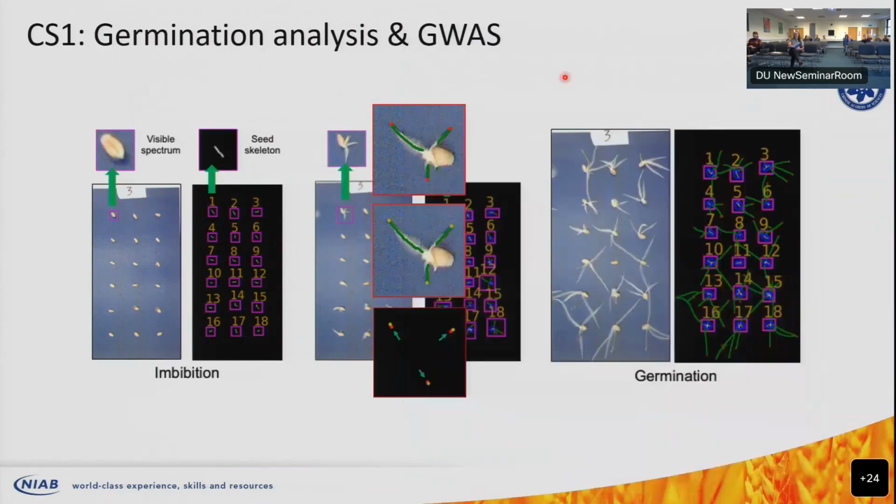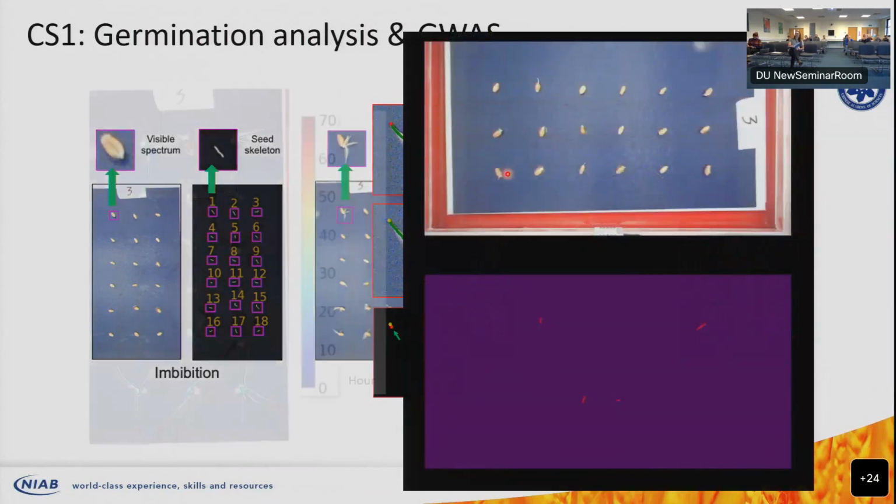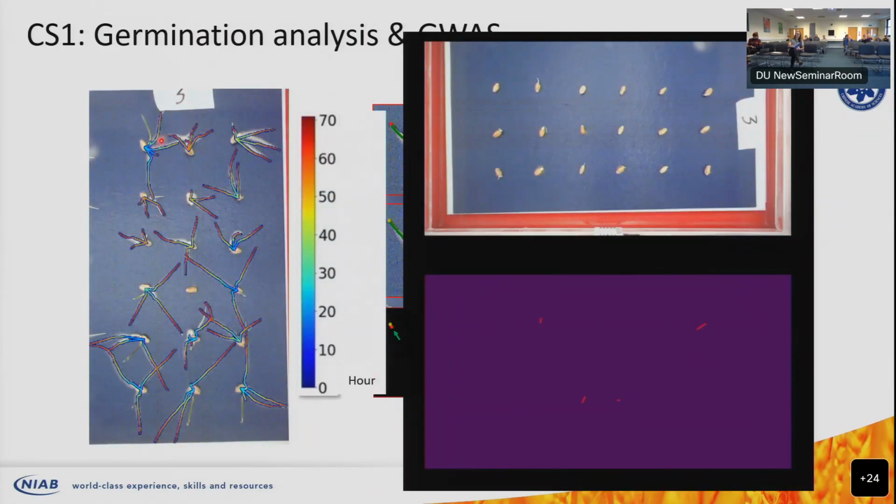So let me go one step back. If you look at these radical tips, basically these radical tips will be tracked using computer vision. This is not AI, this is computer vision. We track these tips at, I think, a 4 hour interval, and then we can basically reconstruct the radicals. So the color coding here is hours, from 0 hours to 71 hours.